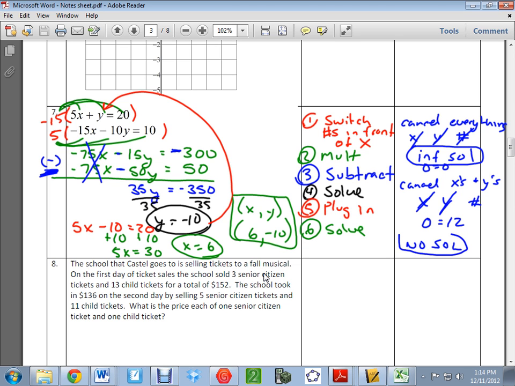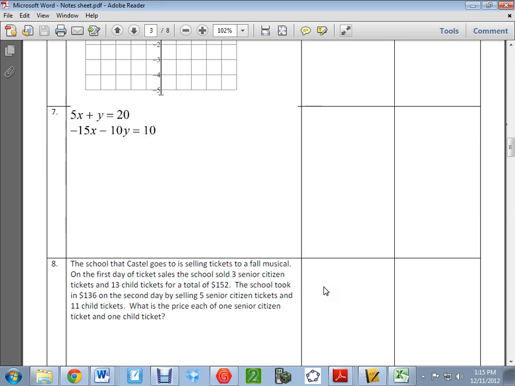So are there any questions about the two special cases? If everything cancels, it's infinite solutions because the equations are the same. If only the x's and y's cancel, leaving you numbers there, then it's going to be no solution. Are there any questions about the elimination process as well as the special case answers? We will not get through all these today. We'll get through most of them.